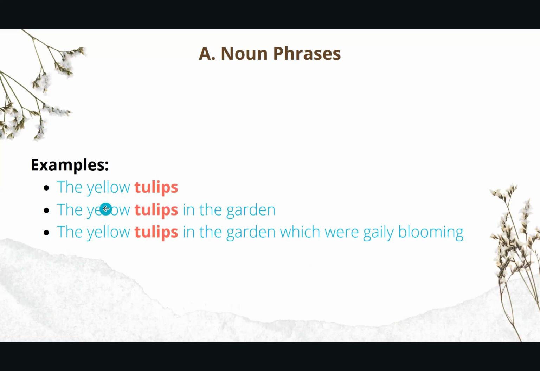The yellow tulips, we have this noun phrase that is created from the noun itself, that is known as the head, and other words that are known as the modifiers. We have the, that identifies the head, which is tulips, and yellow, which is an adjective that describes the tulips. Also, we can expand it, referring to the place of the tulips, by adding another modifier, which is in the garden. And in the last phrase, we can even expand it: the yellow tulips in the garden which were gaily blooming. So every time we write a modifier, we add something to the meaning of the word tulip or to the head in general.